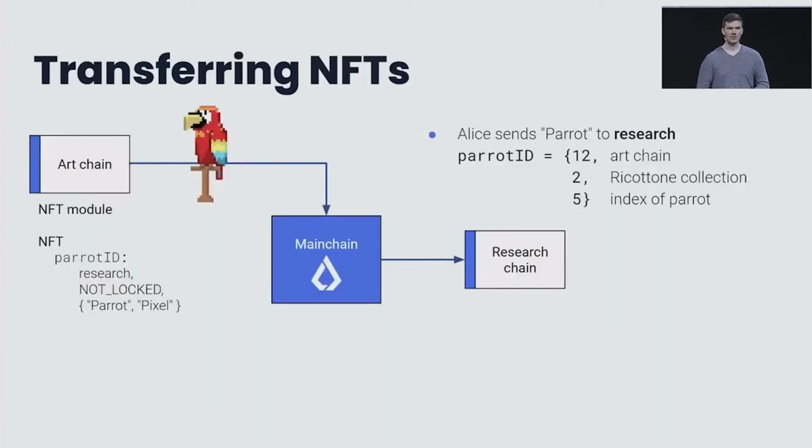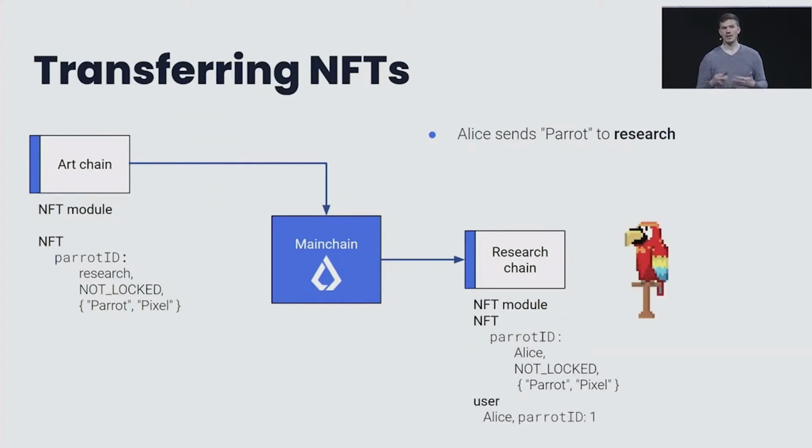So now let's go to this attributes example I was talking about. Let's say we have our parrot, and we want to send the parrot from the art chain to the research chain. So first thing, will the parrot be supported on the research chain? And for this, we just ask, is this collection supported there? Let's say it is, and the parrot is given to Alice on the research chain. The thing is that the research chain doesn't know anything about art, and so it doesn't understand what the attributes are about. And so Alice, if the research chain allows it, could maybe modify the attributes of the parrot.